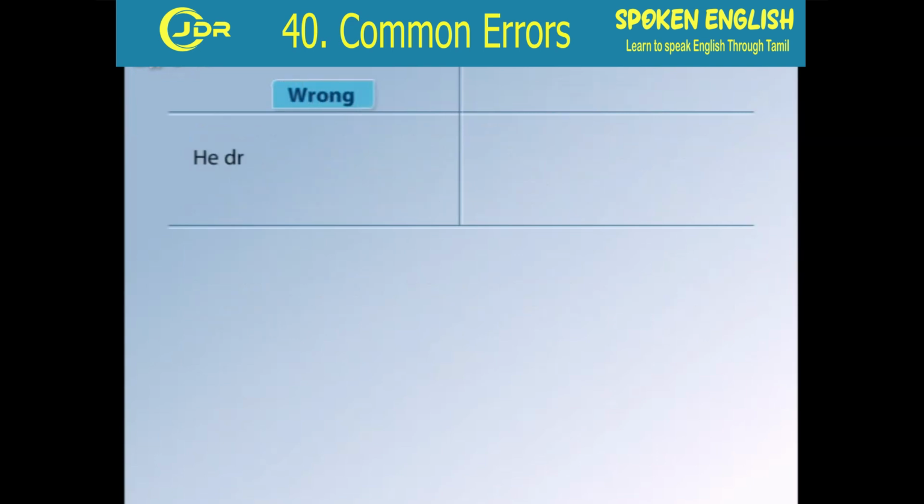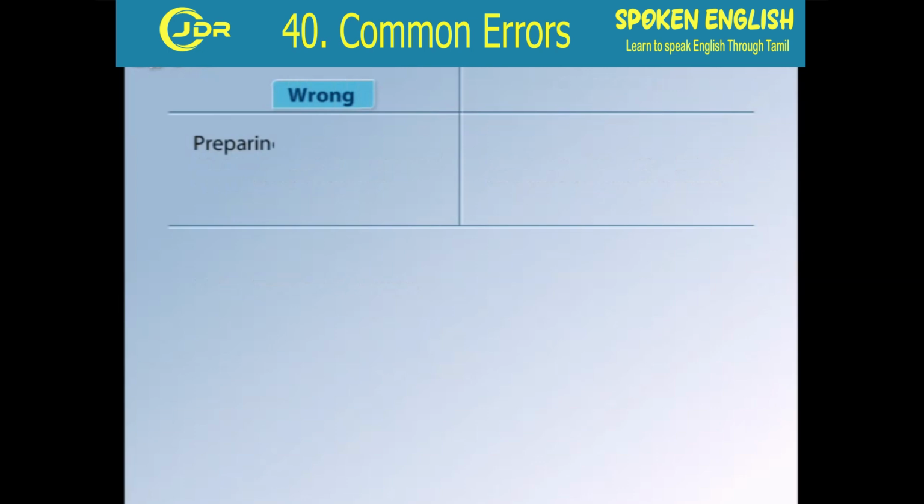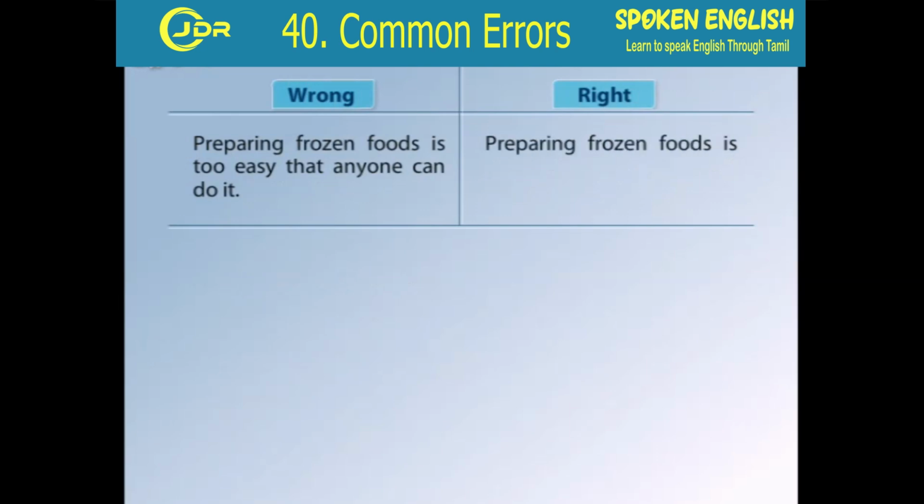Wrong. He drives so fast as no one likes to ride with him. Right. He drives so fast that no one likes to ride with him. Reason, so, that is the phrase. Wrong. Preparing frozen foods is too easy that anyone can do it. Right. Preparing frozen foods is so easy that anyone can do it.